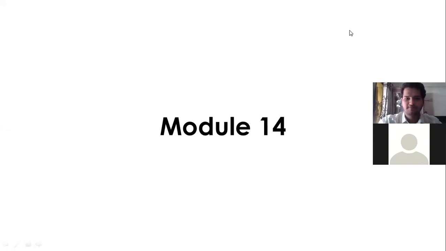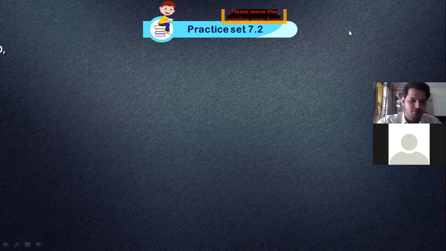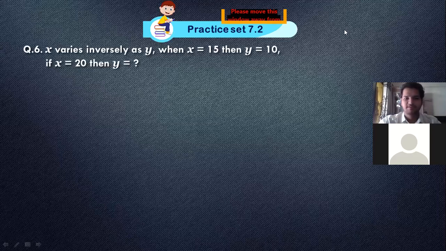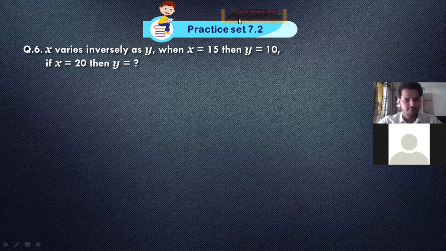Model number 14. Practice set 7.2. Question number 6. Read the question carefully. X varies inversely as Y. So what kind of proportion are they saying? Yes, they are asking us to write the inverse proportion. When x equals 15, then y equals 10. That means the values of x and y are given. If x equals 20, then y equals question mark.